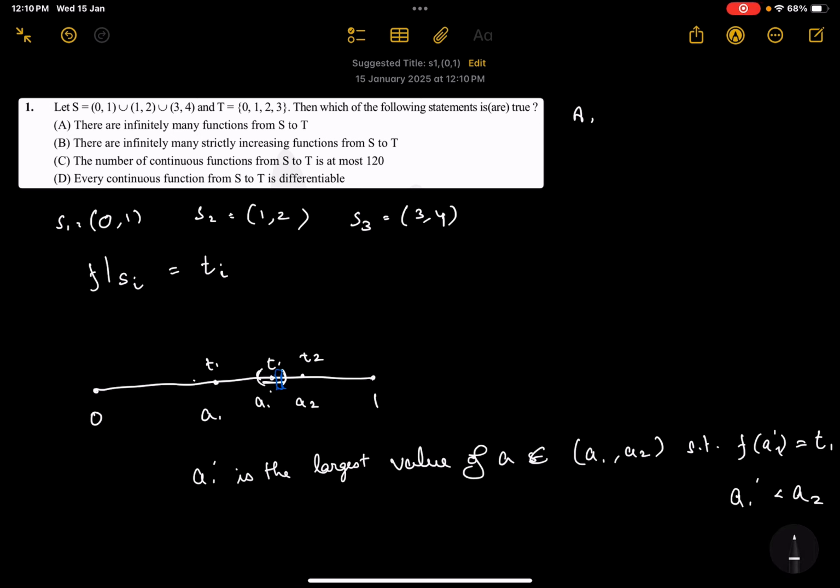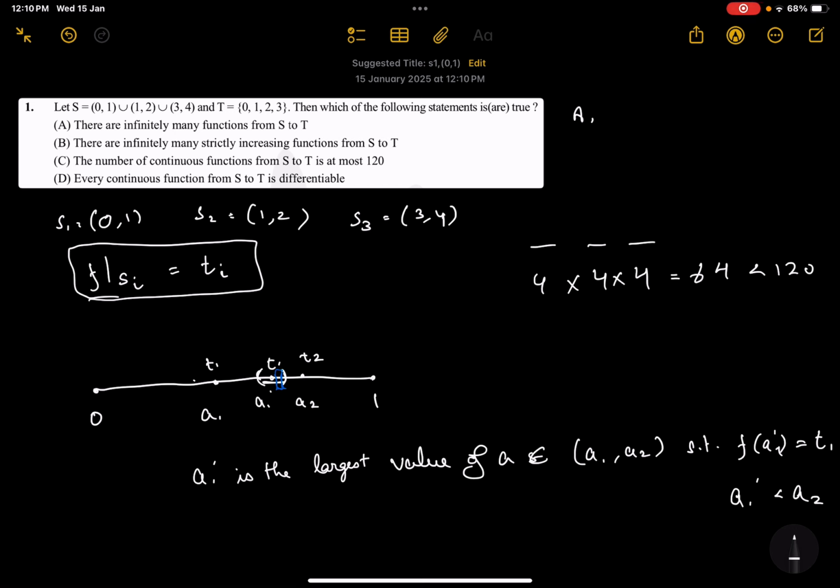So that means that any continuous function should be constant in these subintervals. Now we have 3 different subintervals and 4 possible values to fill in each of them. So we have a total number of functions 4 times 4 times 4, which is 64, which is less than 120. So option C is also correct.